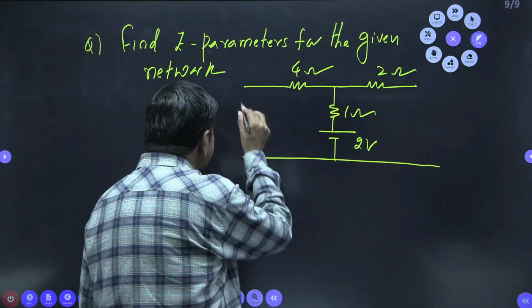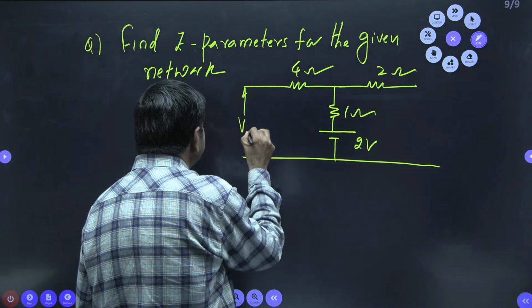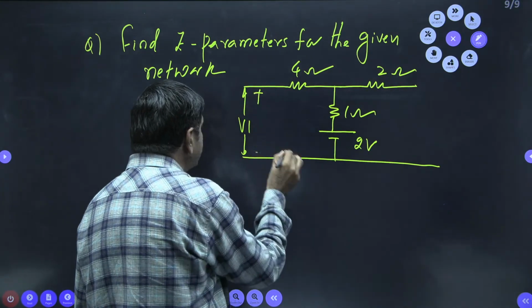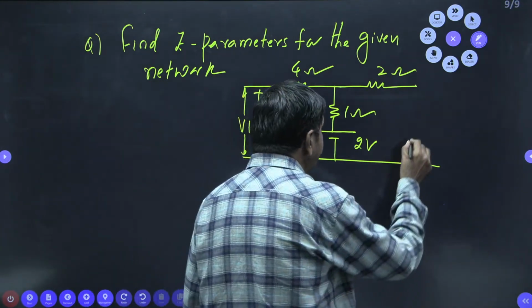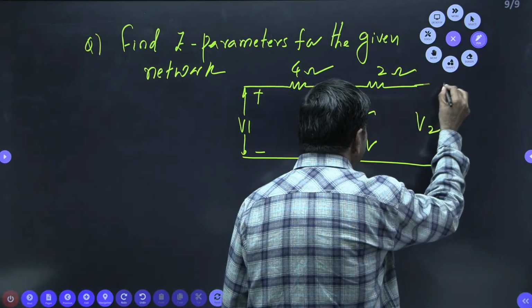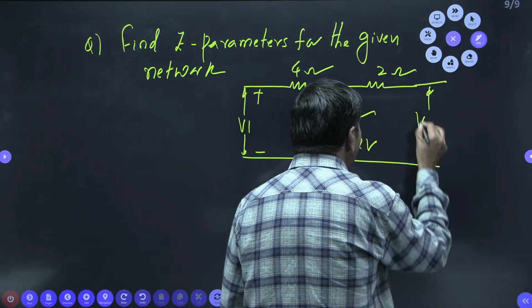And this voltage is given as V1 here, plus and minus. Here I can put V2. This is V2. But I want to wait for some time.